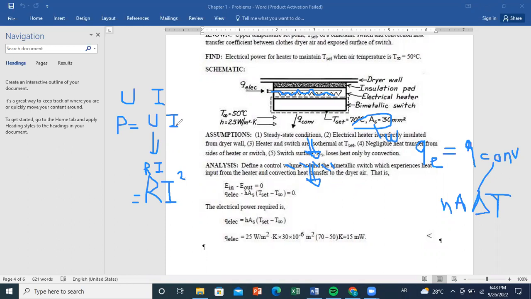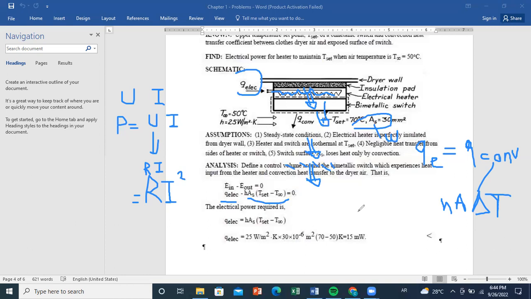Here, all we have to do is to set this balance of energy, because energy is conserved, but it's just changing from one form to the other. It was first energy in the form of electricity, then it is transformed by Joule effect to heat, and then this heat is convected out. So we can write that the power of electricity is equal to H A times delta T. And then we are able to find the value of the power given to our system.